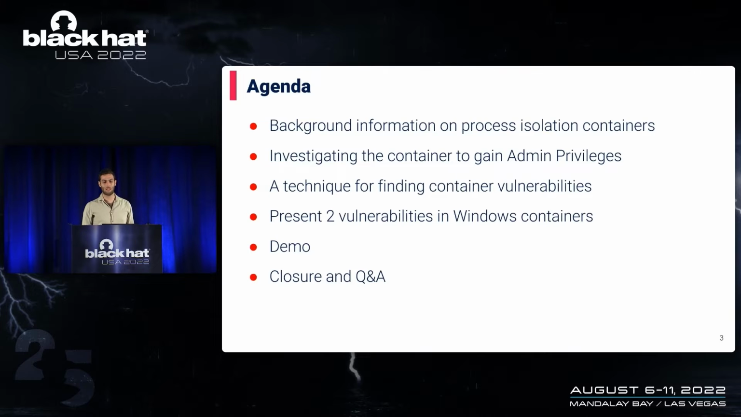So I'm going to start with a background of Windows process isolated containers. Then I'll continue to how to gain NT AUTHORITY\SYSTEM inside of the container. After I gained SYSTEM, I'll show the method I use in order to find 2 vulnerabilities that can impact the host. After that, I'll show a demo containing a chain of vulnerabilities, and we'll finish with a Q&A.